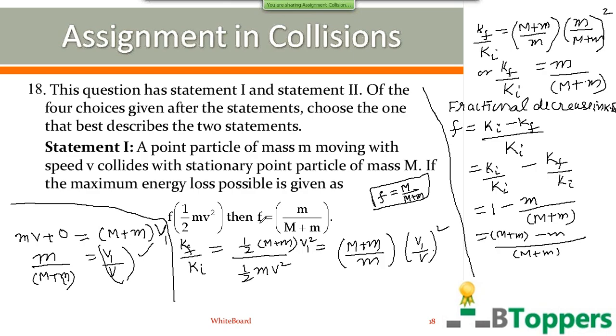But in statement 1 you are given that small f is small m by capital M plus small m. So the maximum possible fraction of the initial kinetic energy that can be lost during the collision is capital M by capital M plus small m. So statement 1 is not correct, but statement 2 is correct.